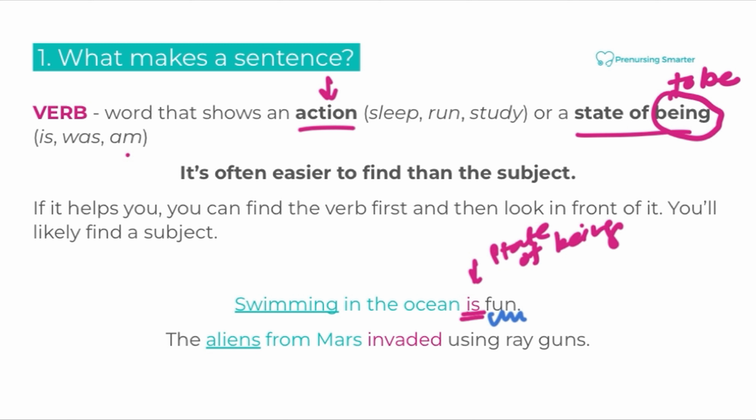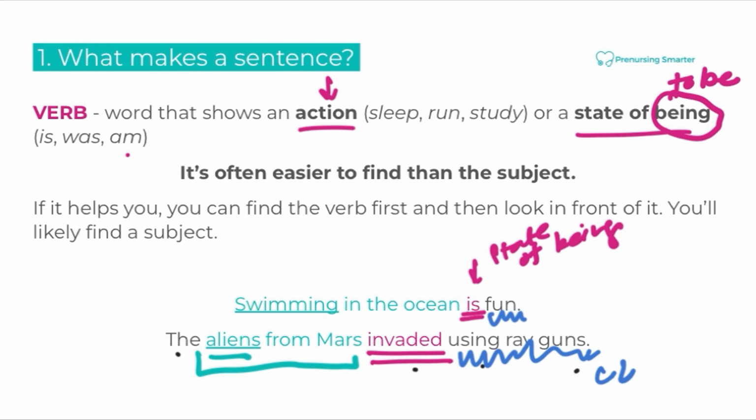Here's another sentence. The aliens from Mars invaded using ray guns. I've already shown you here, but this is the past tense verb, invaded. Then you can say, okay, who or what invaded? We have aliens from Mars, or just simply aliens as our subject. This from Mars is another prepositional phrase. And then how did the aliens invade? They invaded using ray guns. This is our complete thought.